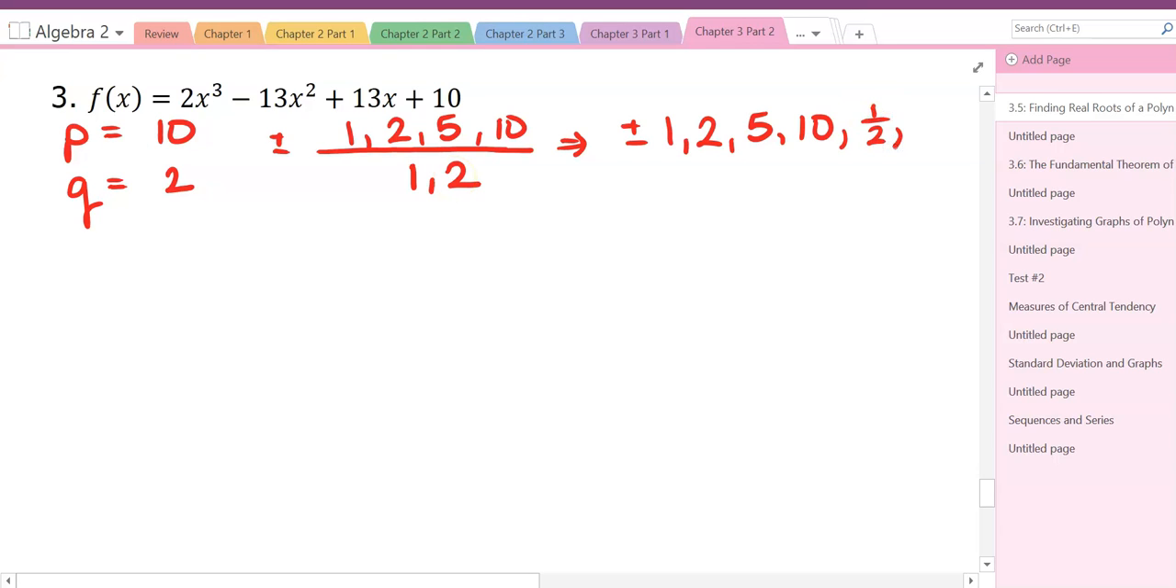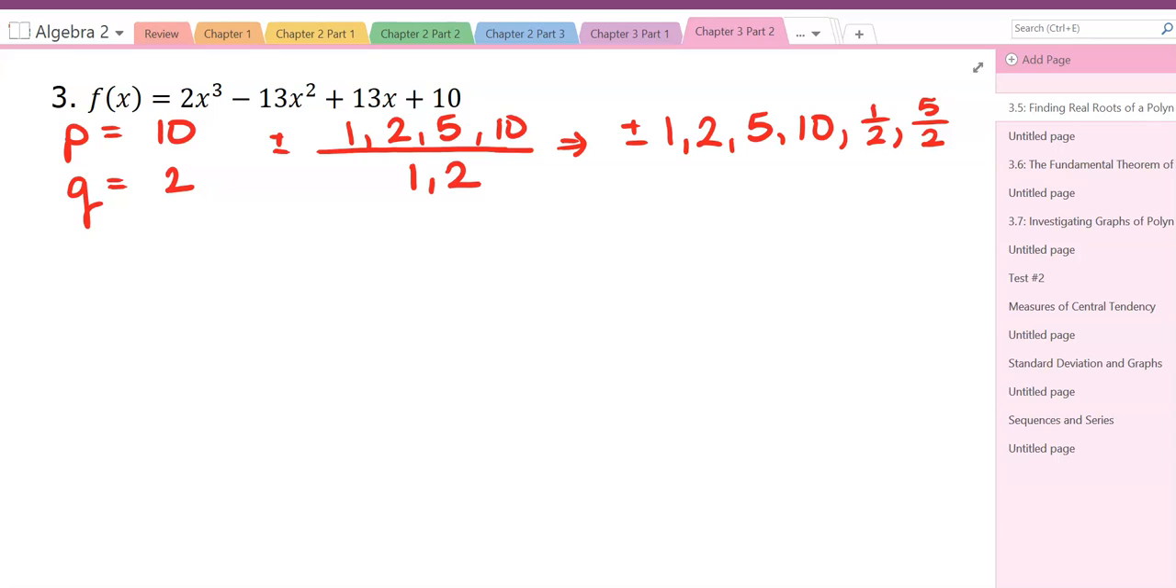What happens when I put 2 over 2? You get a 1, which I already have listed. Okay, so you don't need to rewrite something if it was already in your list. You don't need to double that. Okay, so next one would be 5 over 2. What's 10 over 2 become? 5, and that one also is already in my list, so I don't need to add it a second time. So this is my list of possible rational roots here.